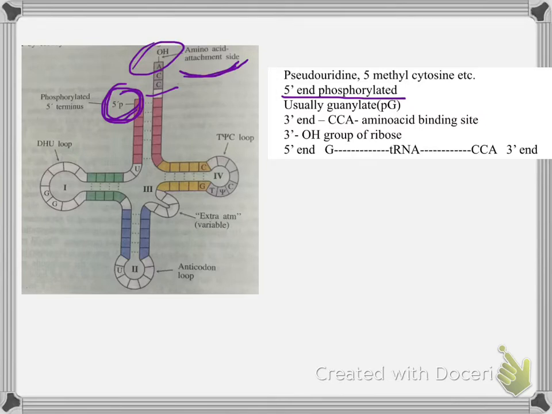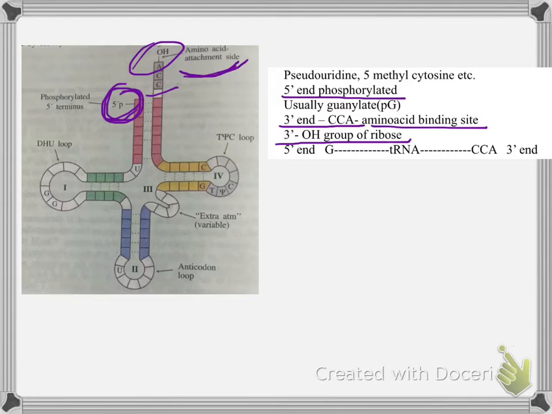The CCA base sequence is always present at the 3' end of the tRNA, and this acts as the amino acid binding site. The binding site is the 3' OH group of the ribose.